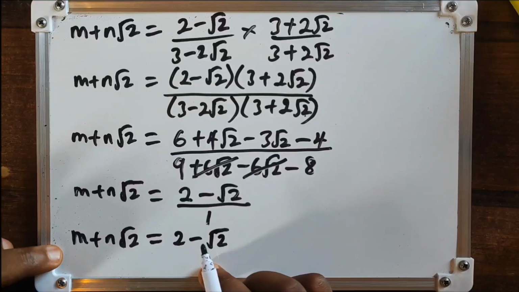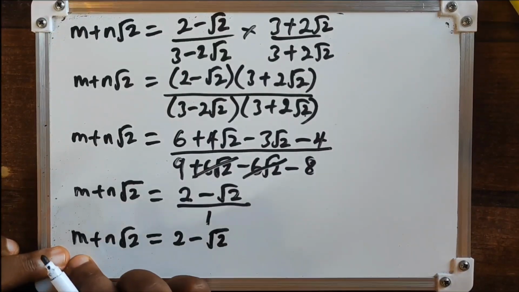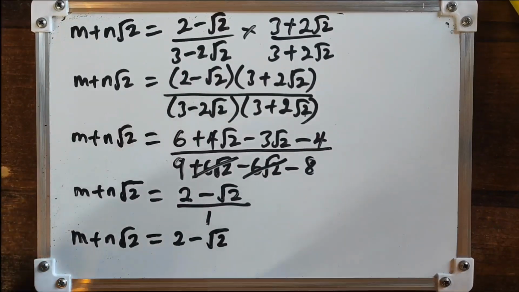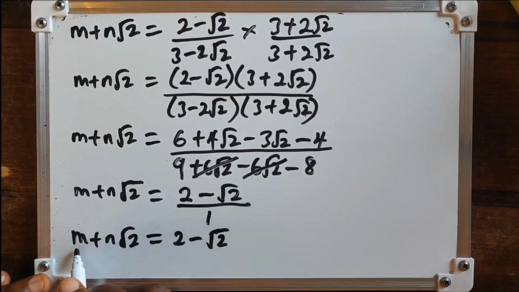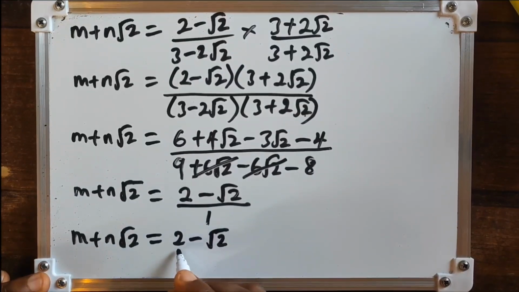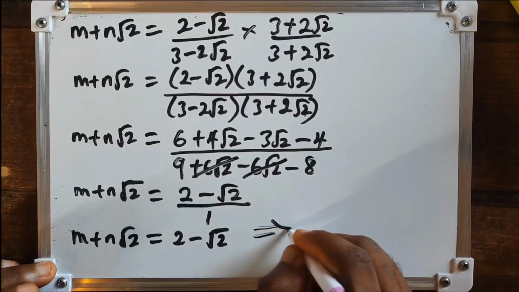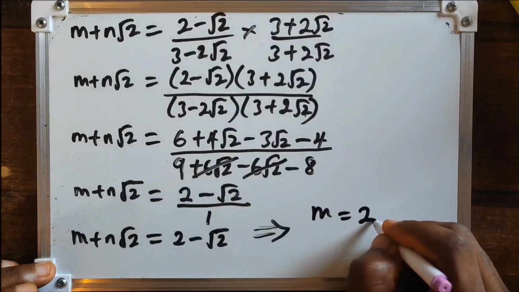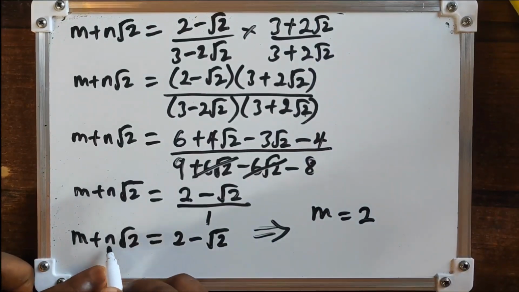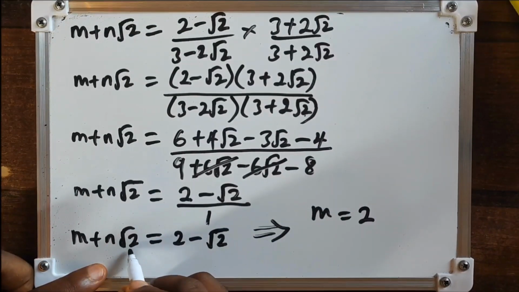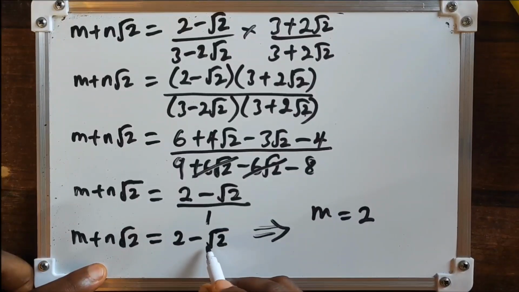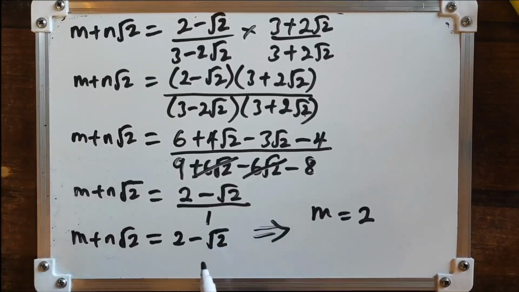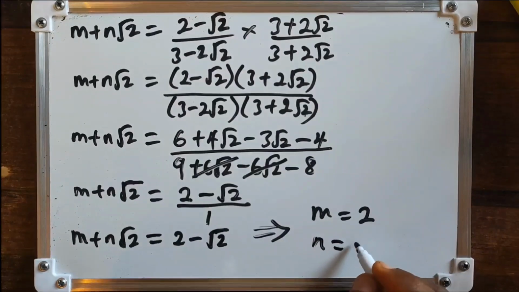And so at this point, all I need to do is just compare this side to this side. There are two parts on both sides: a part with the surd and a part without a surd. So the part without a surd, m on this side and on the other side is 2. So I can say that definitely m is equal to 2. Now the part with the surd, this n here is the coefficient of the surd. In this case, there's no visible coefficient, so I know that the coefficient of this surd here is 1, and therefore n is equal to 1.